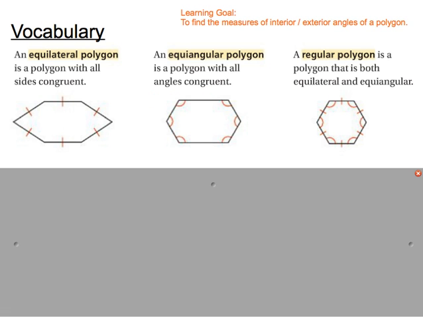Okay, so some new vocabulary here. We already know what an equilateral triangle is. We know that that's a triangle that has 3 congruent sides. So an equilateral polygon is just a polygon whose sides are all congruent. We've talked about equiangular triangles before, so the definition for an equiangular polygon should not seem unfamiliar. An equiangular polygon is a polygon that has all of its angles congruent. And finally, our new vocabulary word, a regular polygon. A regular polygon is a polygon that is both equilateral and equiangular.